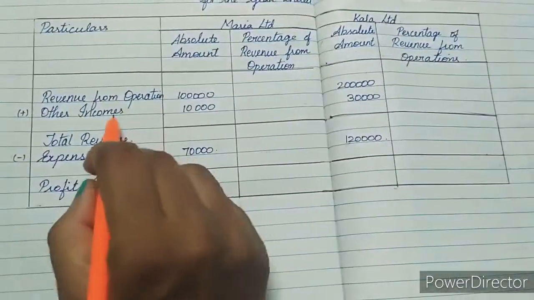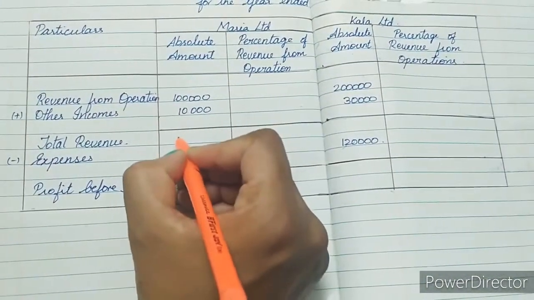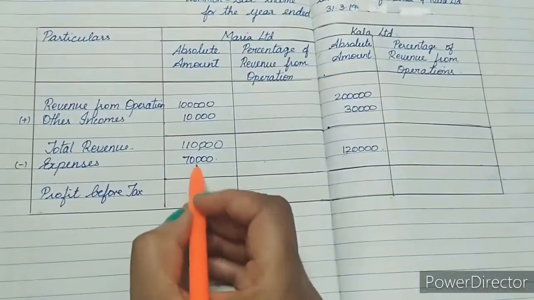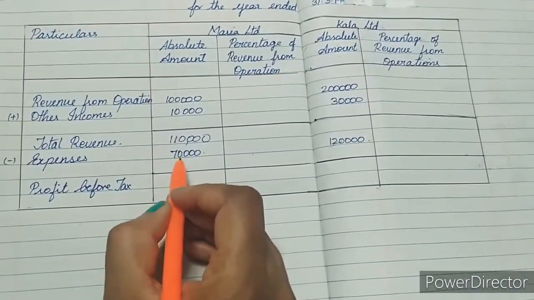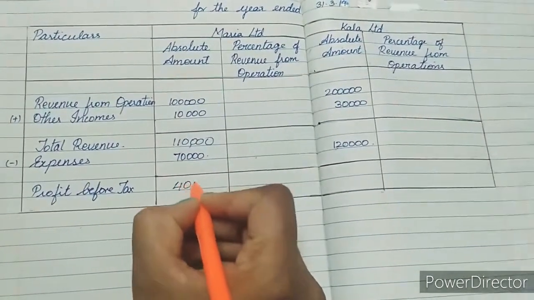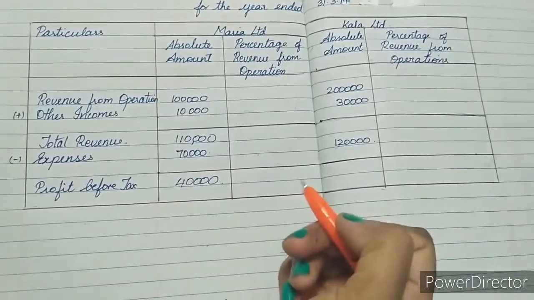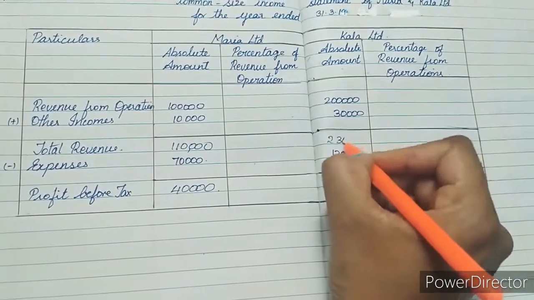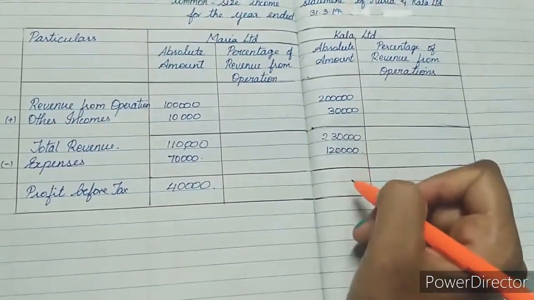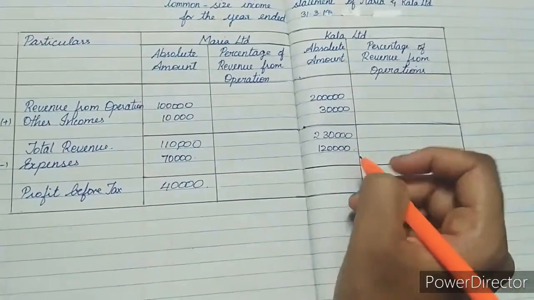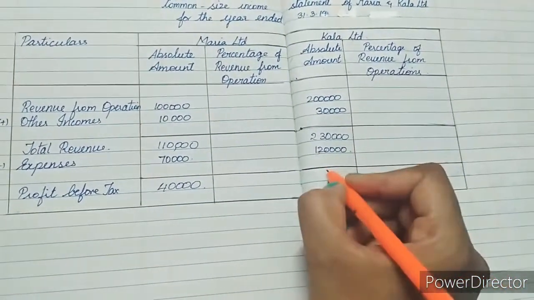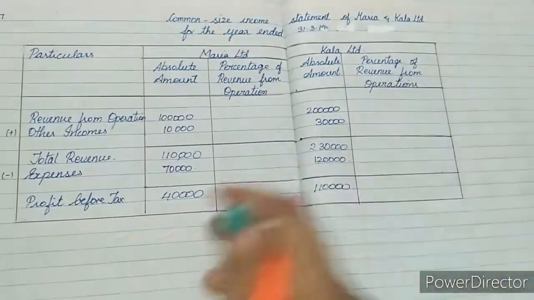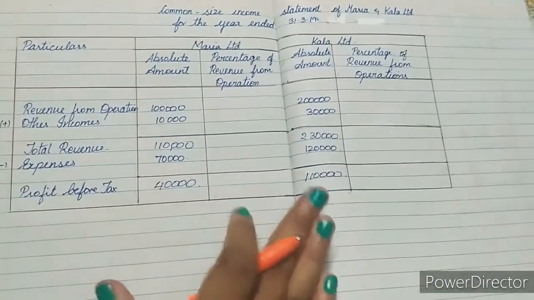When you take revenue from operation and add other incomes, your total revenue will be 1,10,000 for Maria. First I will finish off Maria. Total revenue minus expenses, 1,10,000 minus 70,000, my profit is 40,000. Now when I calculate Kala, 2 lakh plus 30,000 is 2,30,000, minus 1,20,000 will give me 1,10,000. So I've got the profit before tax for Maria and for Kala.